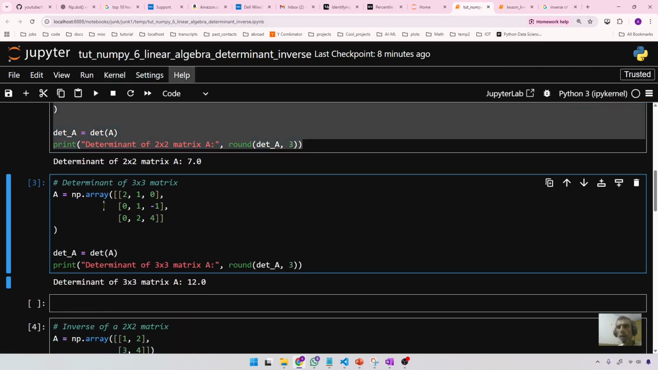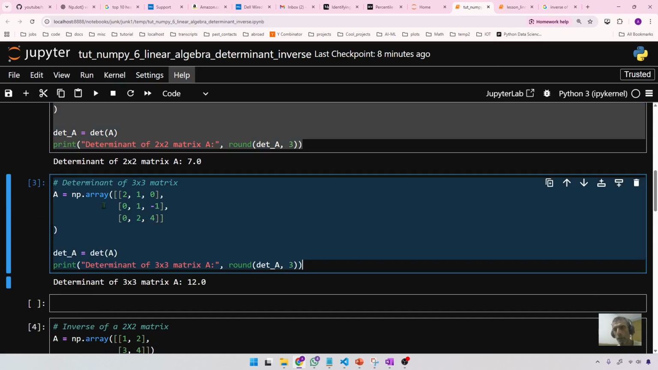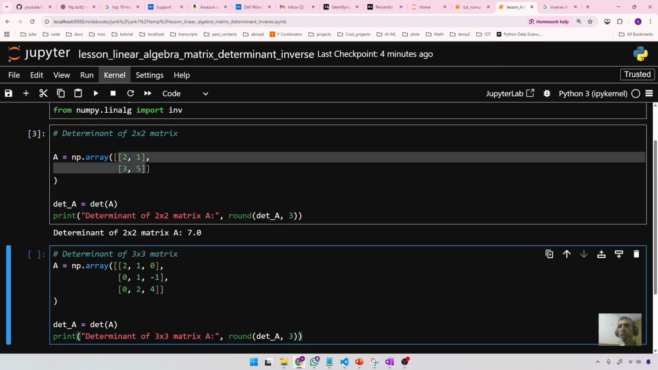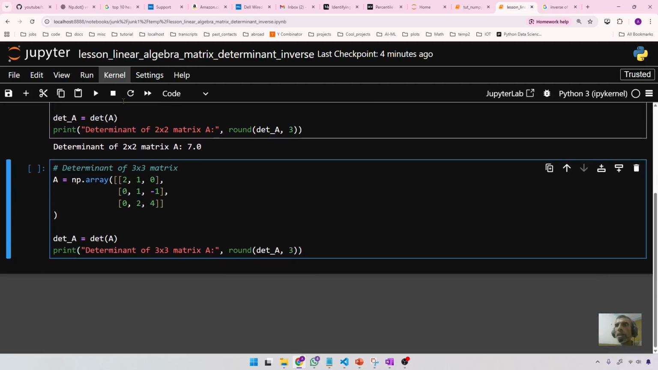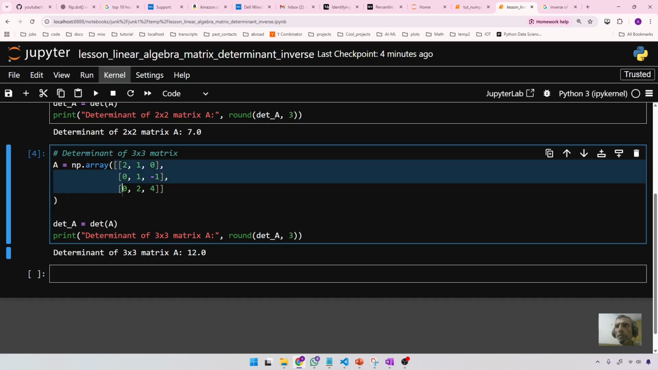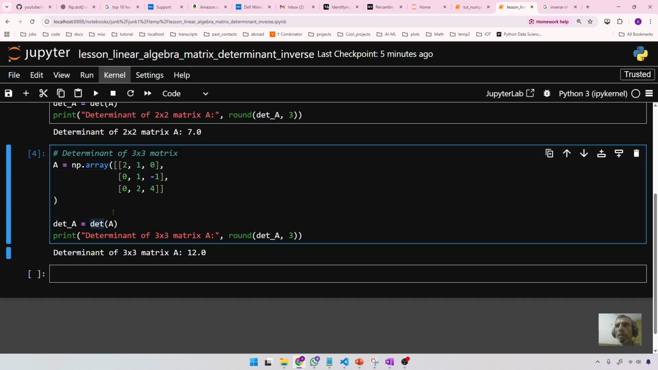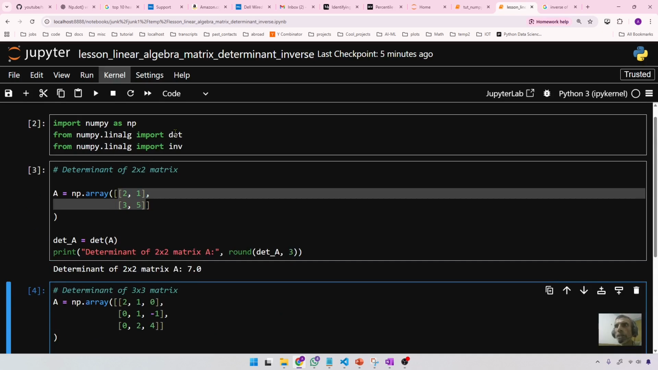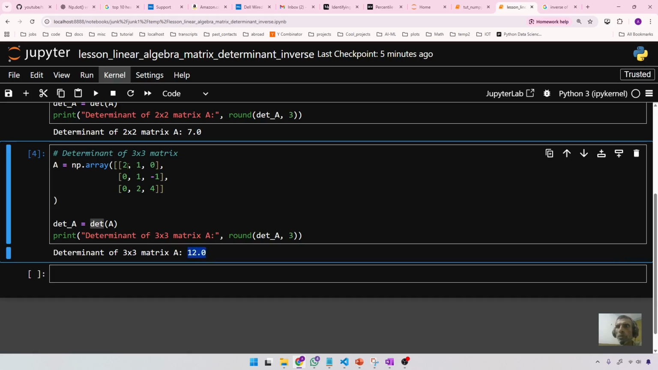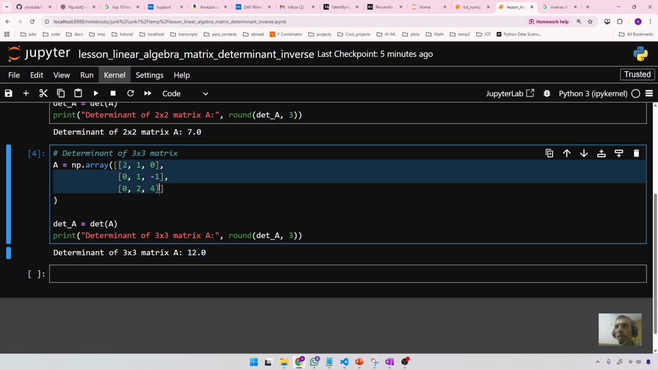How about if we want to calculate the determinant of a 3 by 3 matrix? Well, you can do that too. This is my 3 by 3 matrix. Run this, and there you go, the determinant of this 3 by 3 matrix. I'm using this inbuilt method, det, which I called right here. I'm calling that method, rounding it off, and then printing my result, and my answer is 12.0. So this is my 3 by 3 matrix, and the answer is 12.